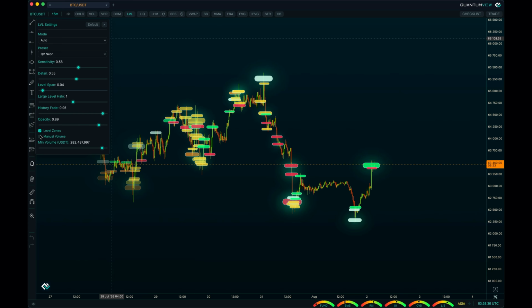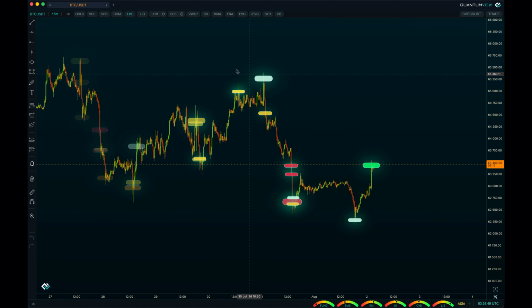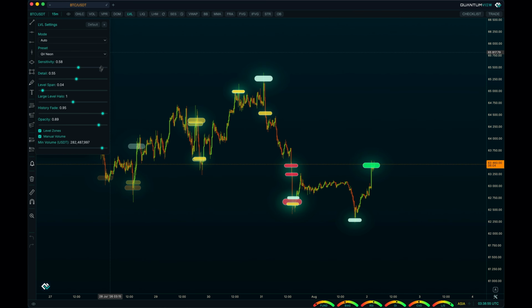In level zones mode, it takes the height of the matching interaction area, the compact mode leaves only markers, and level span sets their horizontal extent. The most significant anomalies get a soft halo. History fade lets you remove old and weak levels while keeping the stronger structure, so you can read history without turning the chart into an archive of hundreds of lines.